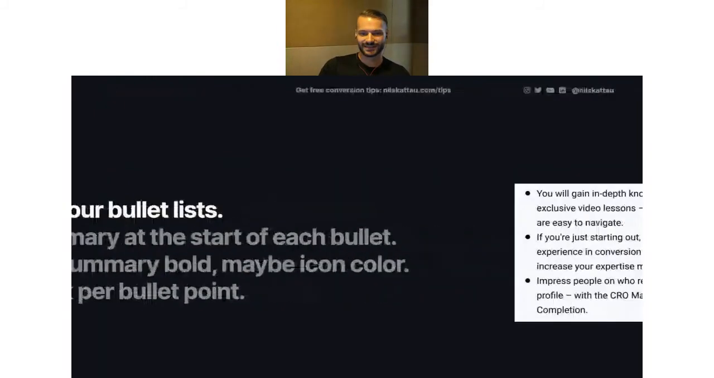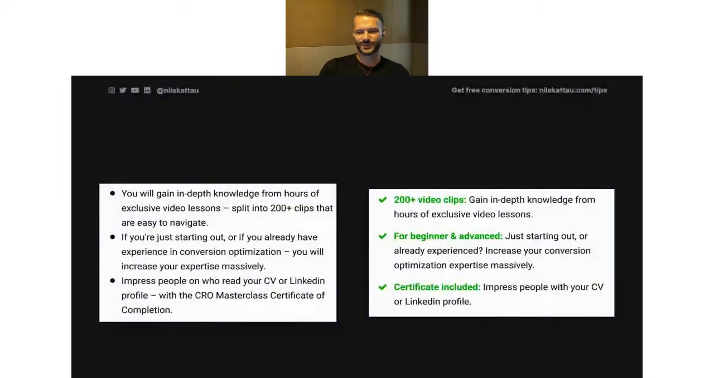As a quick comparison, so here you can see bullet lists. I would just let you look at each of them for maybe 5 seconds. So let's look at the left one, 5 seconds. Okay, and now the right one for 5 seconds.